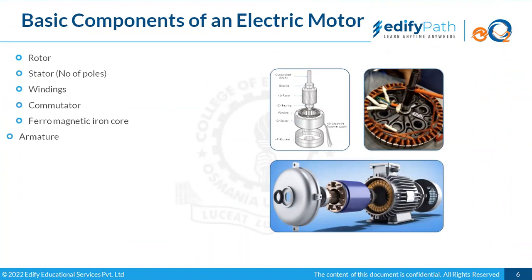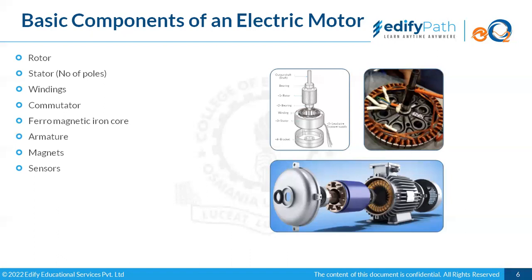Now, talking about the basic components of an electrical motor. If we disassemble any kind of electrical motor, we would find that it primarily contains these parts: rotor, stator, windings, commutator, ferromagnetic iron core, armature, magnets, and sensors. The moving part of a motor is called the rotor, and the part which remains stationary, which doesn't move, is the stator.